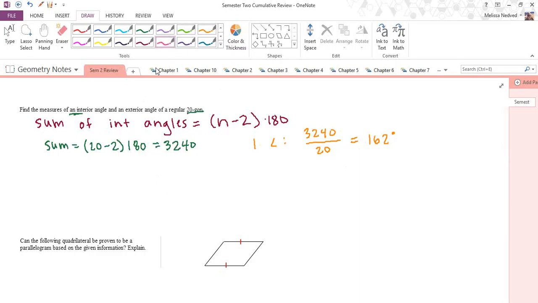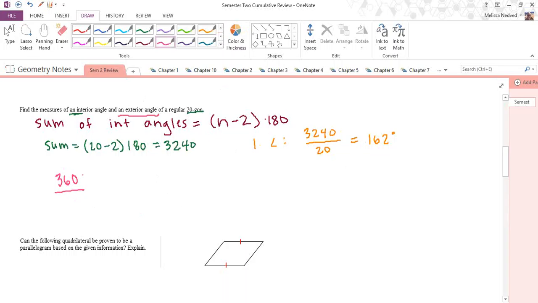Now the other question it asks for is one of the measures of an exterior angle. As a refresher, in any size polygon, it doesn't matter how many sides I have, the exterior angles are always going to have a sum of 360 degrees. Does not matter how many angles I have, the angle sum of the exterior angles is going to be 360. So I know they all add up to 360. I want to know what one of them is.